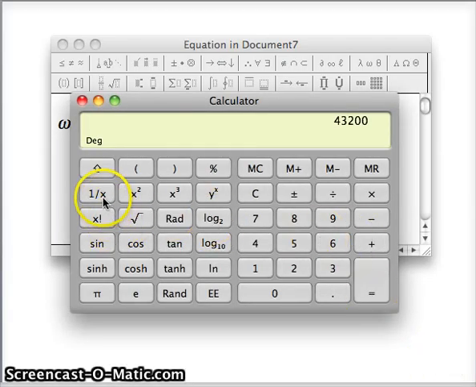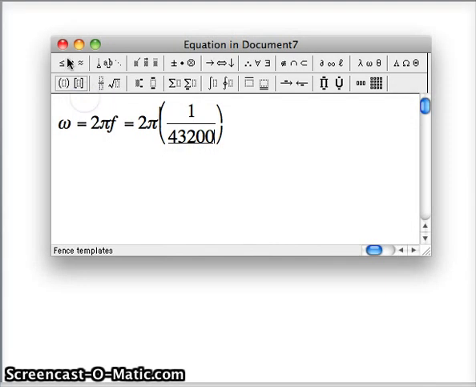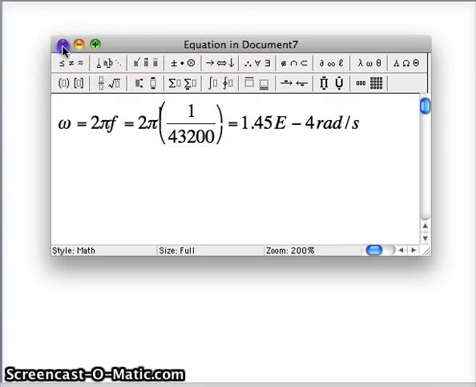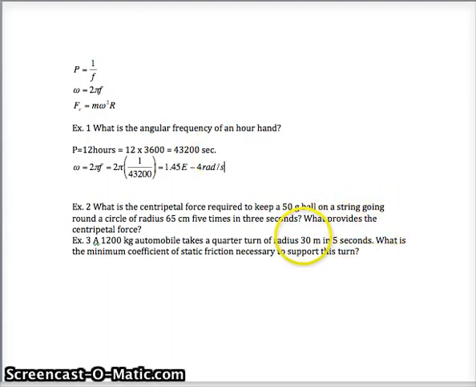So we want the reciprocal of this 43,200 times 2 times pi. And we get an angular frequency of 0.000145, or 1.45 times 10 to the negative 4 radians per second. 1.45 times 10 to the negative 4, which we can say e negative 4, and that's radians per second. Okay, so I feel like that one is kind of on the easy end.